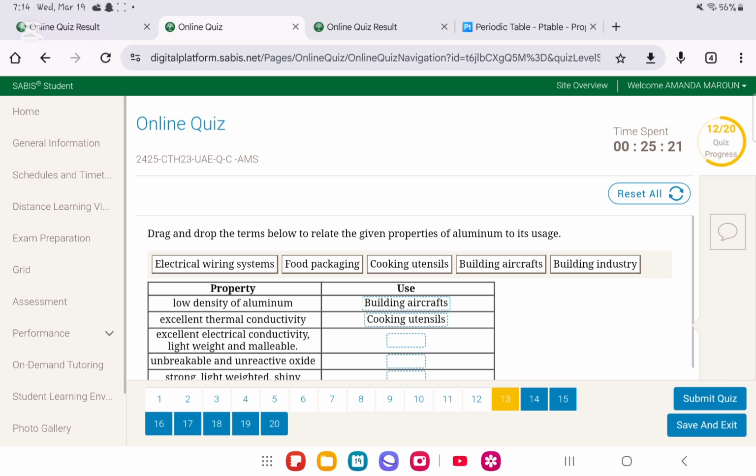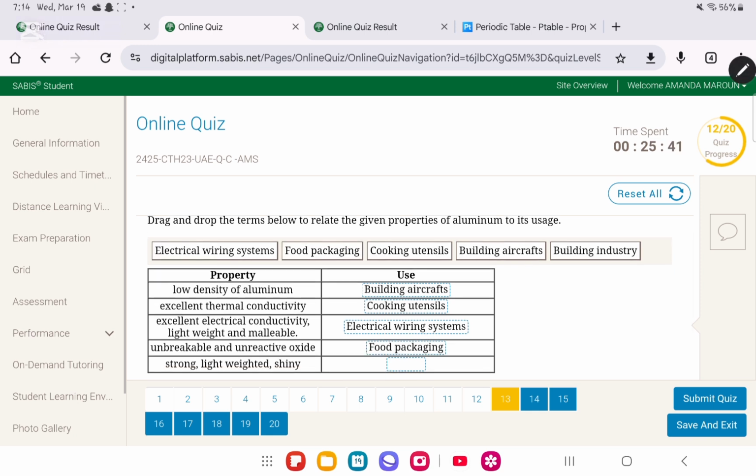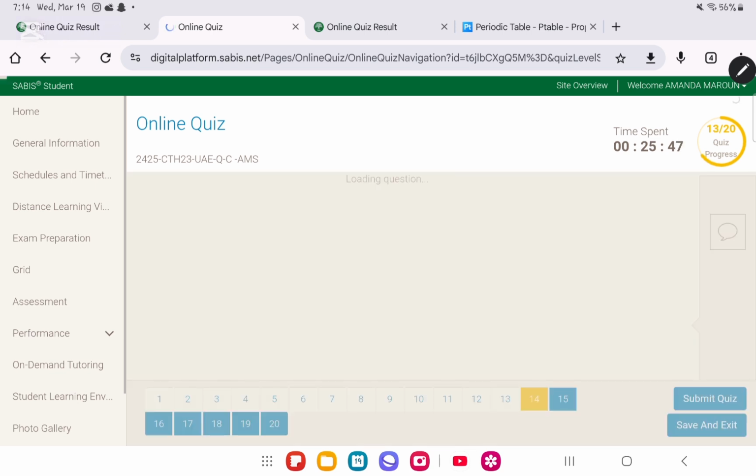Then for excellent electrical conductivity, lightweight and malleable, we will use it for electrical wiring systems for sure. Unbreakable and unreactive oxide, this could be for food packaging, because if it's unreactive, it will not spoil the food. And finally, strong, lightweight, and shiny, we could use this in the building industry.